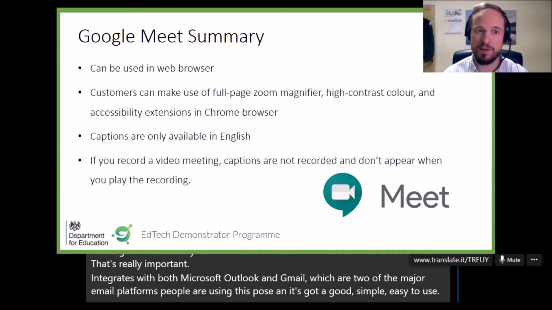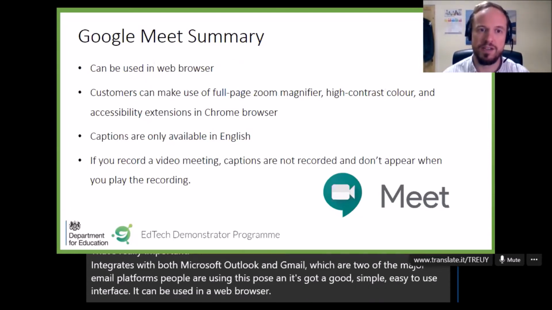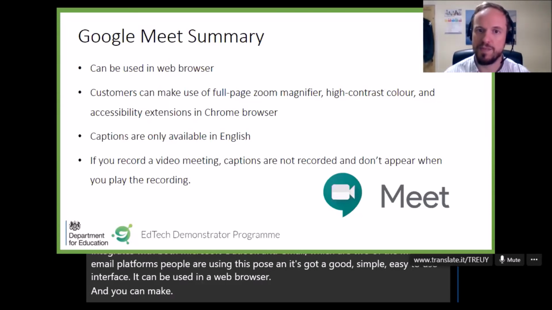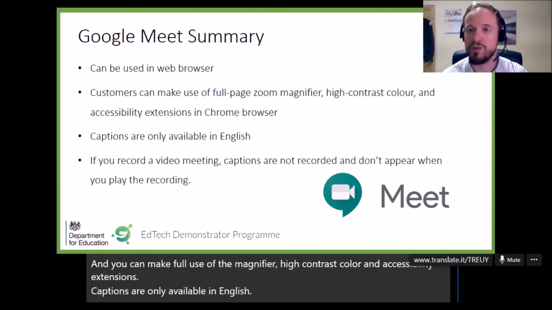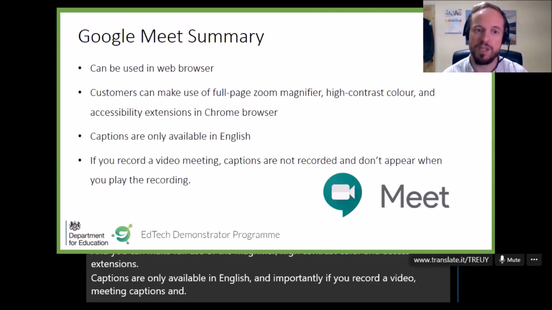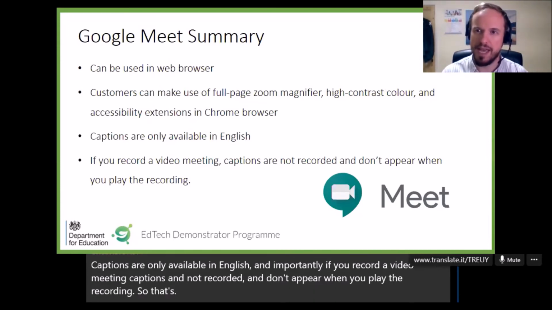That's really important. It integrates with both Microsoft Outlook and Gmail, which are two of the major email platforms people are using, I suppose. And it's got a good, simple, easy to use interface. It can be used in a web browser, and you can make full use of the magnifier, high contrast color, and accessibility extensions. Captions are only available in English, and importantly, if you record a video meeting, captions are not recorded and don't appear when you play the recording. So that's worth considering if you're creating any accessible resources.